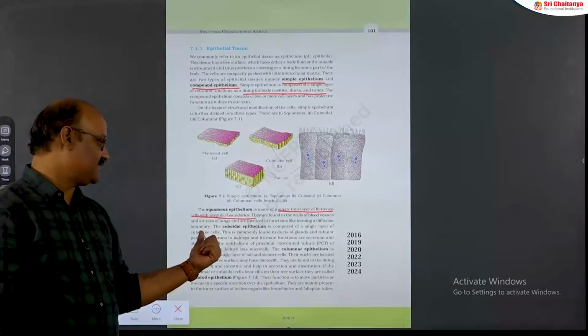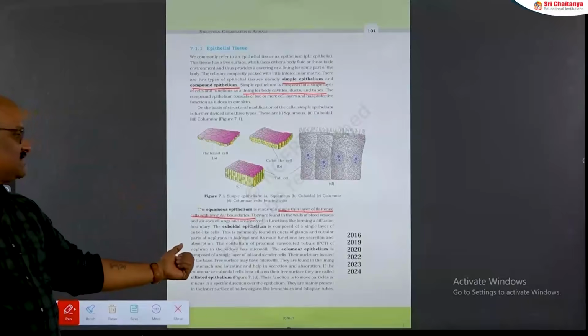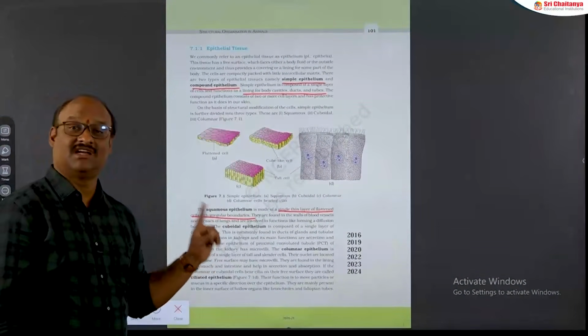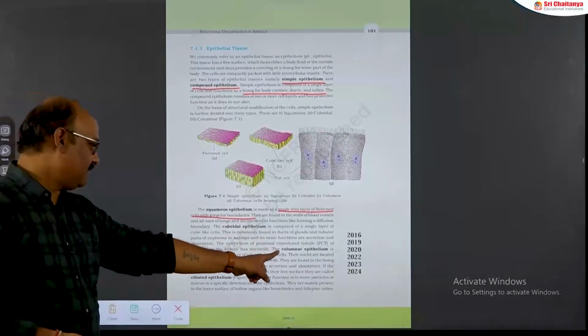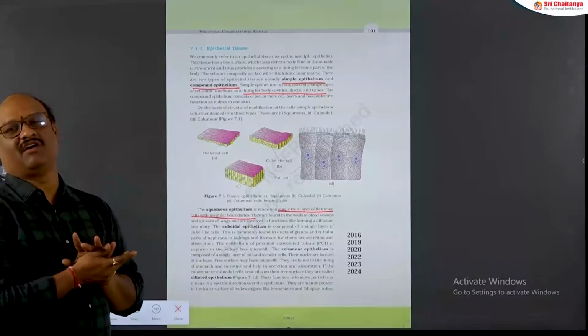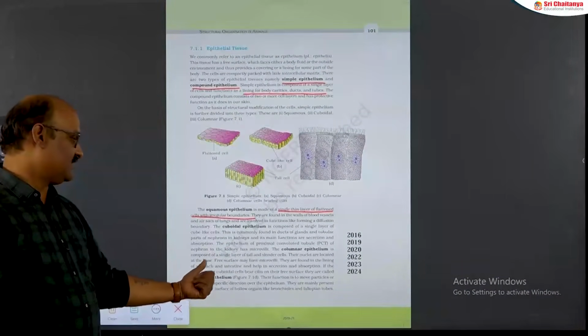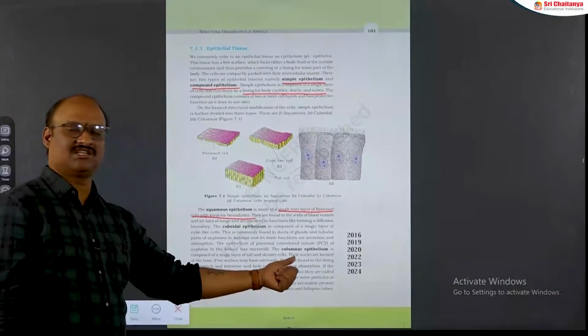Cuboidal epithelium is made up of a single layer of cube-like cells. It is present in ducts of glands and tubular parts of nephrons like PCT and DCT, and the major function is secretion and absorption. This was one of the previous NEET questions. Then columnar epithelium is made up of tall and slender cells with basal nuclei. These are found in the lining of stomach and intestine, which have microvilli, helping in secretion and absorption.